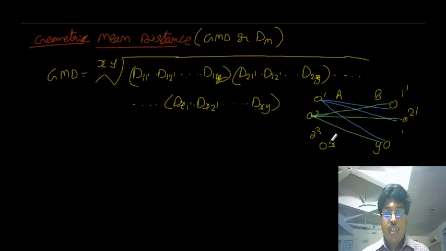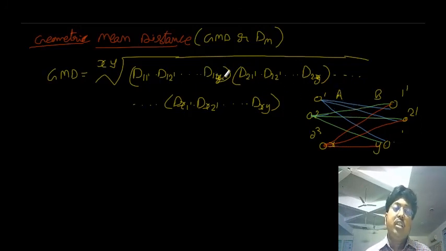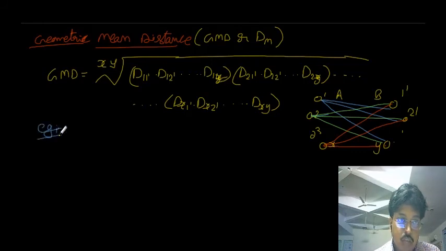The distance between strand x to strand 1 dash, strand 2 to strand 2 dash, and strand x to strand 1. So we have the product of all these distances. How many distances are we having? Let us take one example for better understanding of GMD.